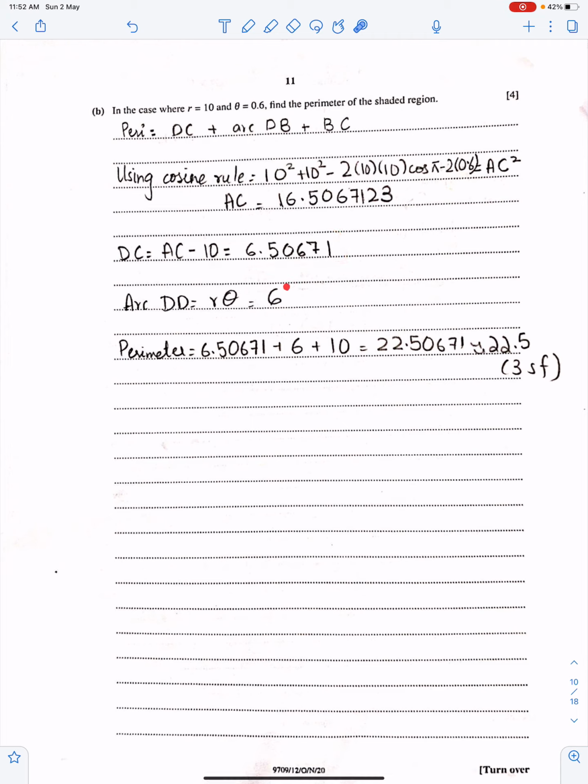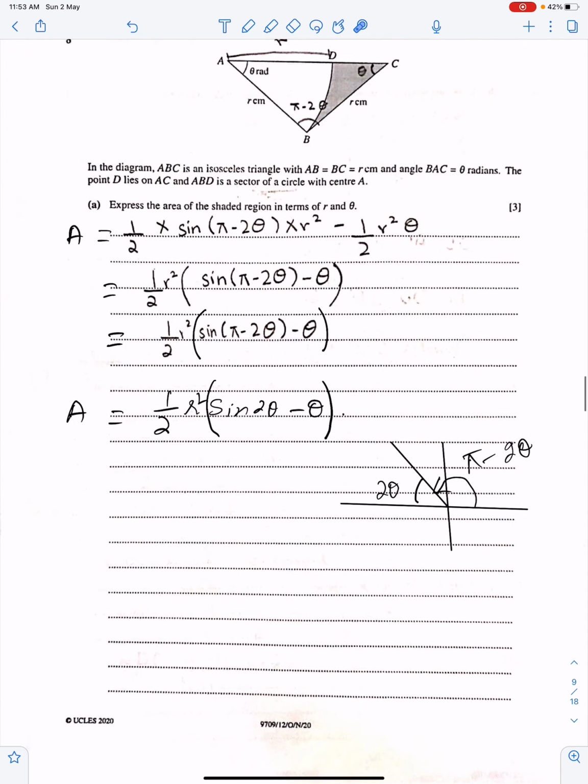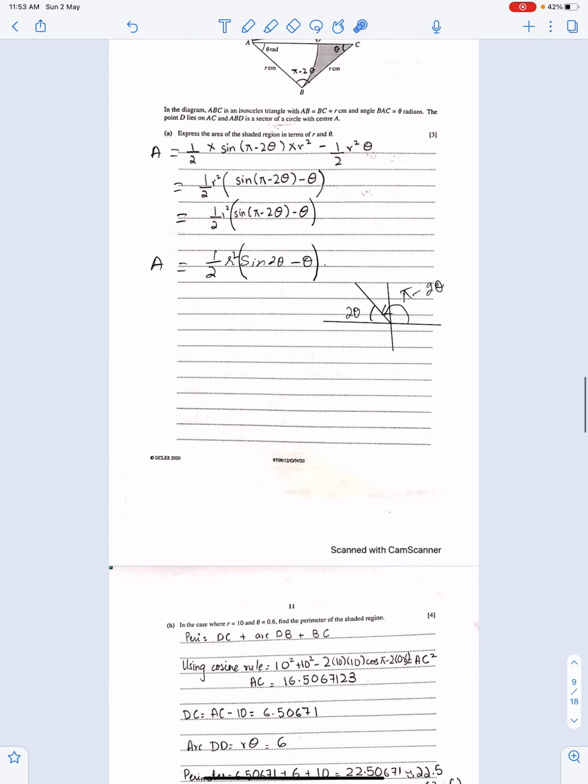The length of the arc is r theta, which is 6. So the perimeter will be this length DC, then arc DB, and then length BC. Give your answer up to 3 significant figures. You can take the screenshot of this solution if you want.